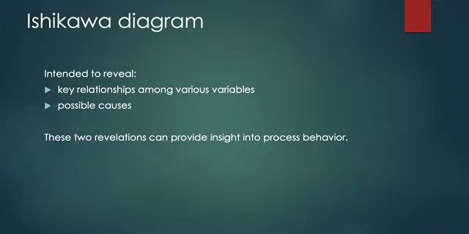For our second skill set, you have to develop an Ishikawa diagram. It's a chart that shows that you've categorized causal factors for your particular problem. This diagram intends to reveal key relationships among various variables: the variables that cause your problem and the possible causes. So these two revelations can provide insight into basically the behavior or the process that causes the problem that you're trying to solve.